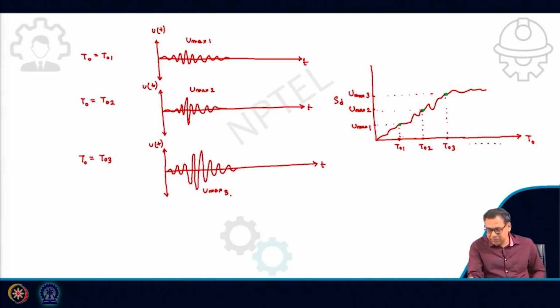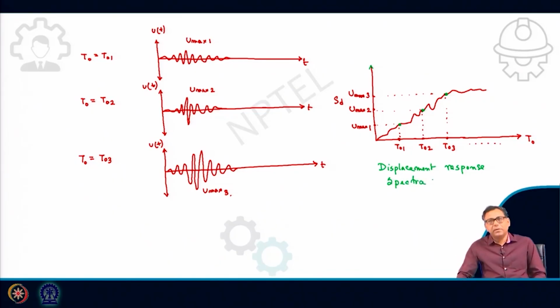Similarly, in between I will also get different natural time periods, then I will get this plot. This particular plot is called the displacement response spectrum. So then how will I get the Umax? I have given you the example problem, where you get an idea for a simple case of how I will get the Umax for different time periods.